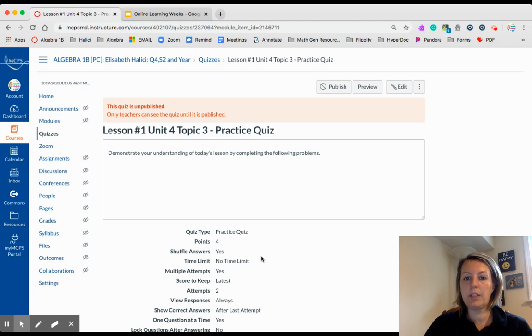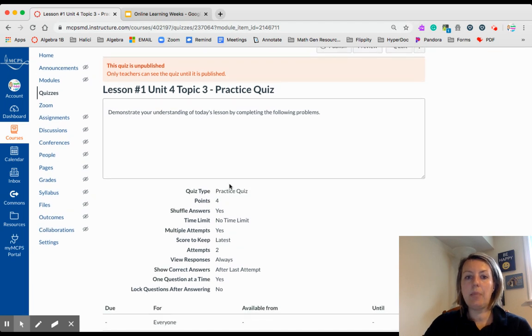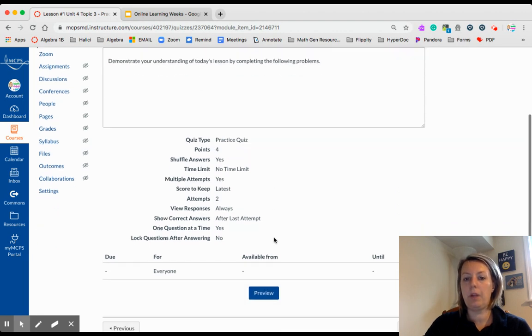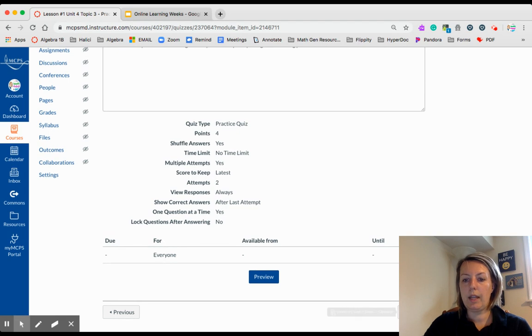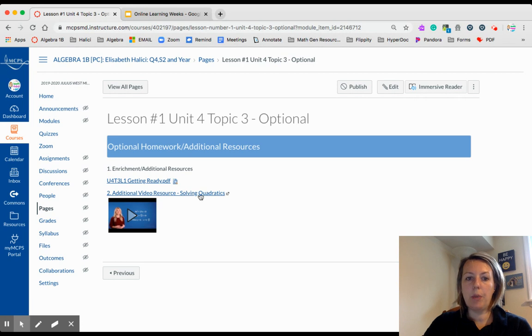The next part is the practice quiz. Again, this is a practice quiz. This does not go into the grade book, but it is really good practice for you to get prepared for the test, which is all the way at the end. Your next task is some optional work. Right here, this is a getting ready activity. Again, this is nothing you have to do, but some of you are ready to learn something additional and are looking for enrichment activities. And then here's also an additional video if you're interested.